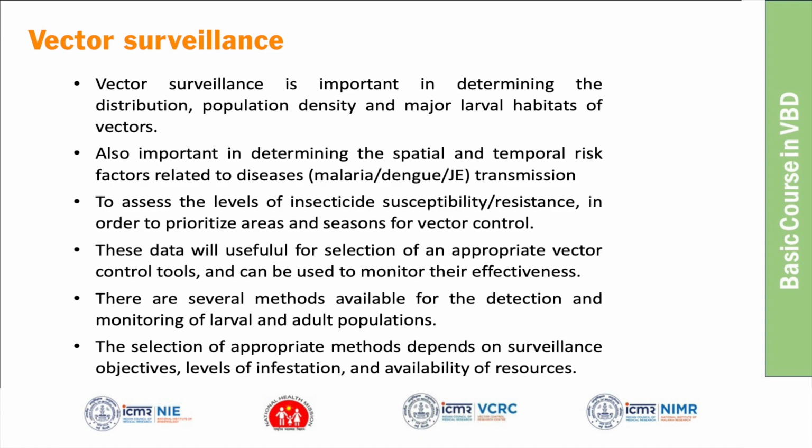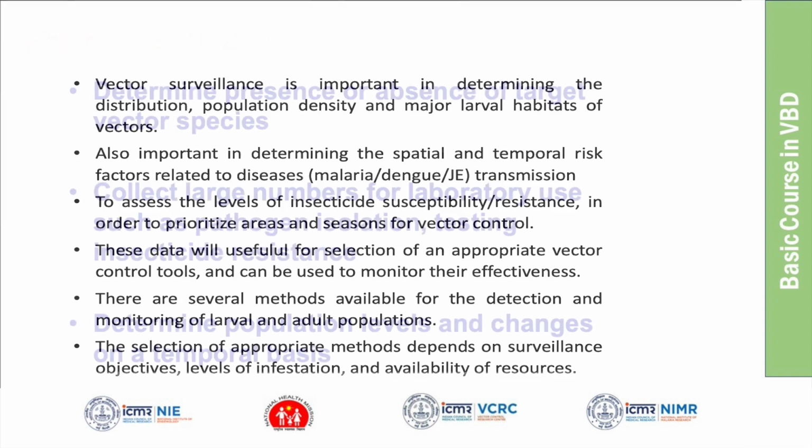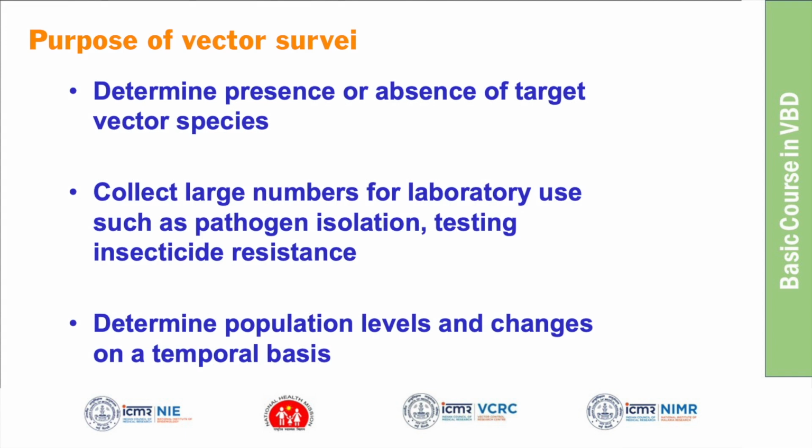There are several methods available for detection and monitoring, because we have the different life stages. If you see egg, larval, and adult, generally we are restricted to larval and adult populations. The selection of an appropriate method depends on the surveillance objectives, levels of infestation of the vector, and availability of the resources.